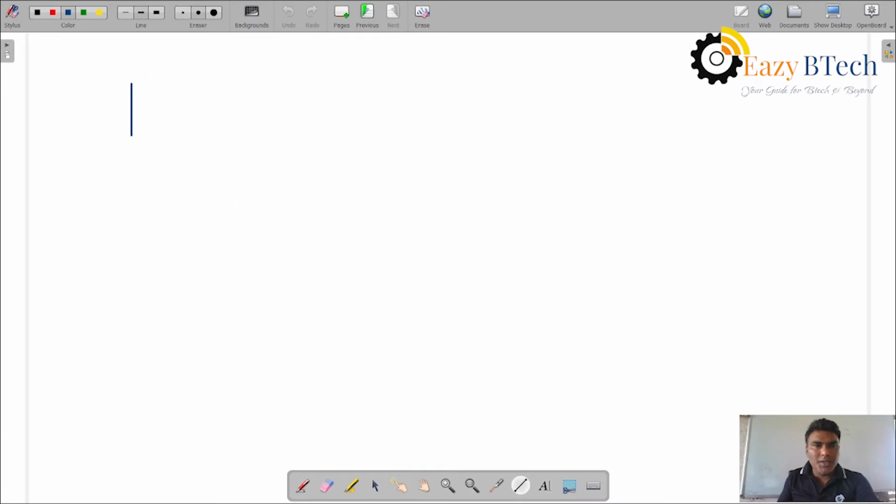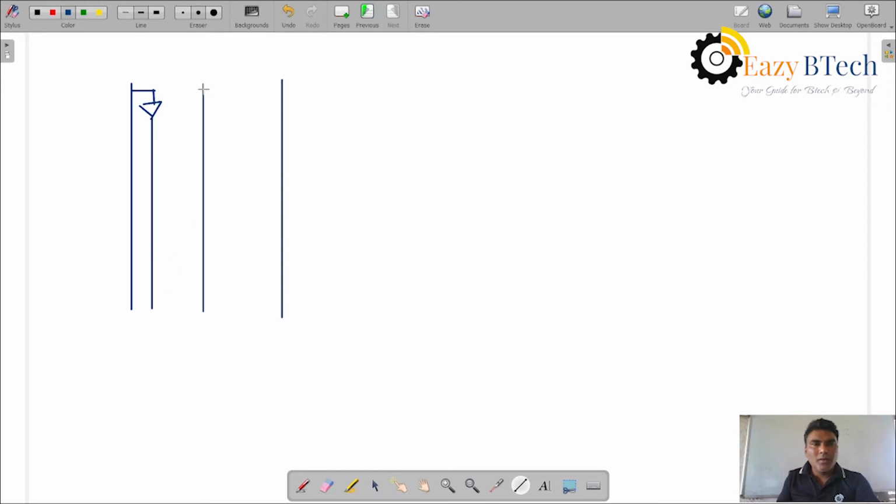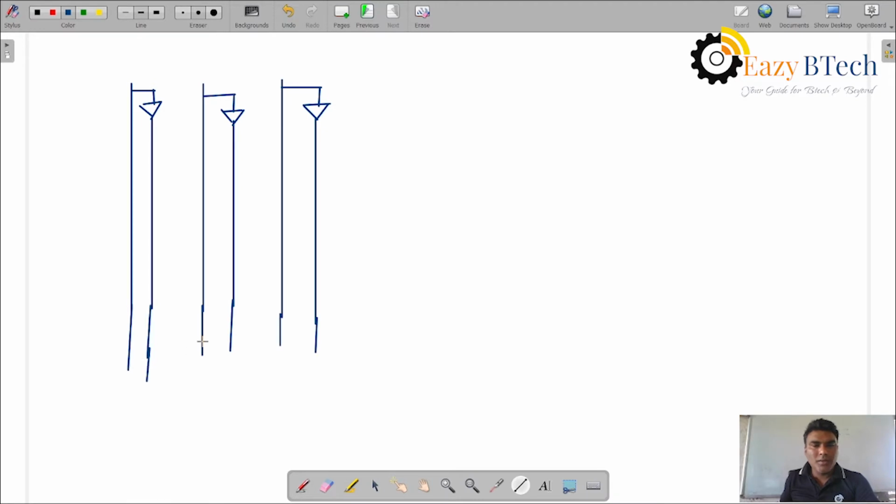Last class we discussed the detailed information, like fuse connections. Three inputs are here: x1, x1 complement, x2, x2 complement, x3, x3 complement. Now how many fuse connections are here? There are 6 fuse connections here.